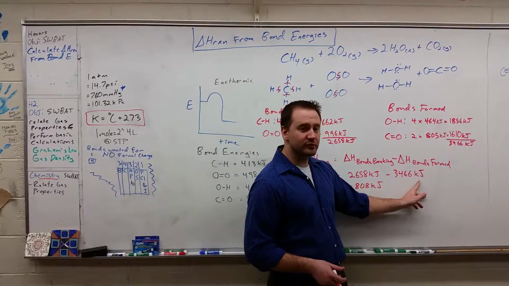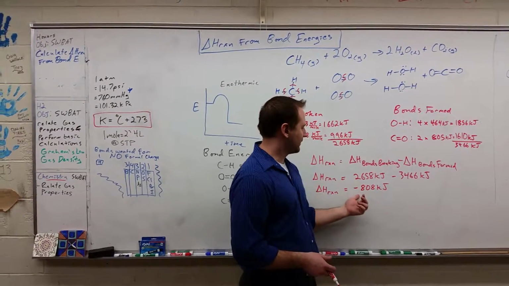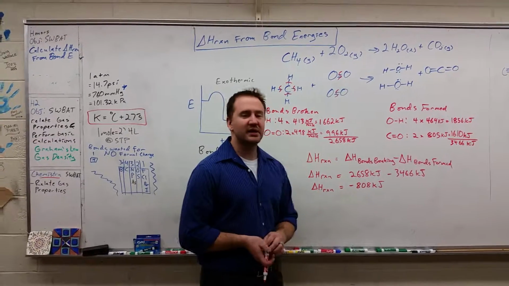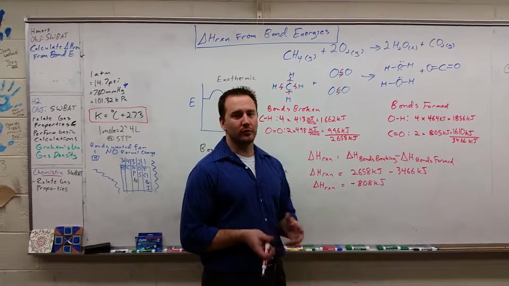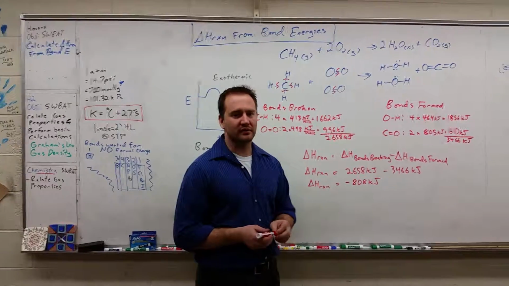Since we have more energy released when the new bonds are forming than energy required to break the bonds, you're going to end up with a negative value for the heat of the reaction, and this process releases 808 kilojoules per mole, making it highly exothermic, and that's why we use it to heat things up in the lab.